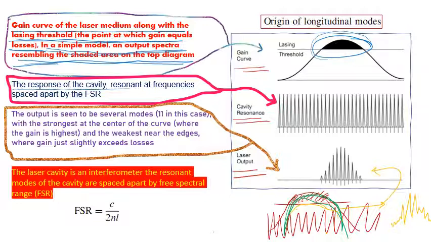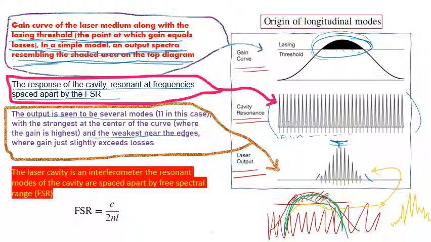The resonance of the cavity is at frequencies spaced by the FSR, given by the FSR formula. This is the spacing: this is FSR, this is FSR, this is FSR. This is happening inside the cavity. Now the output is seen to be several modes, here 11, with the strongest at the center of the curve where the gain is highest, and the weakest near the edges, where the gain just slightly exceeds the losses.